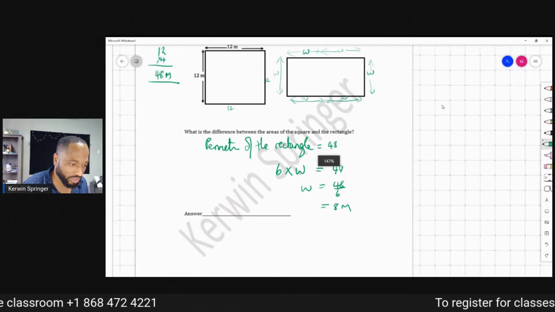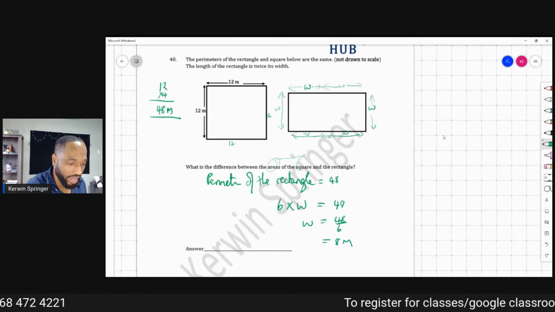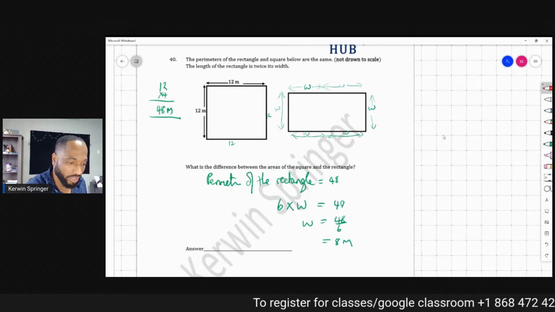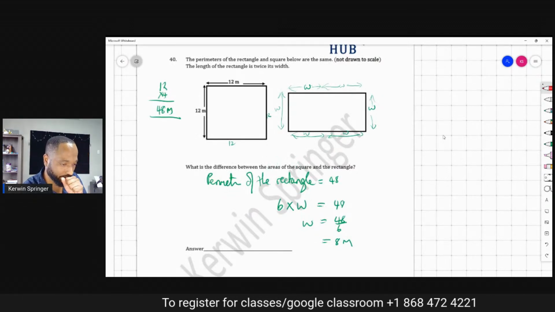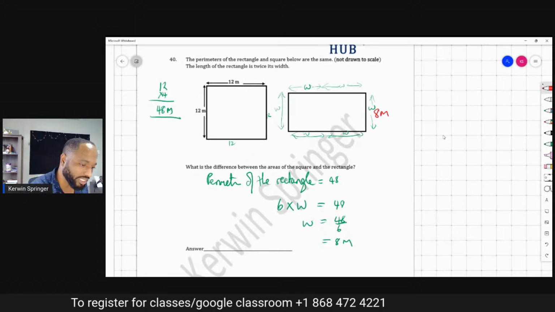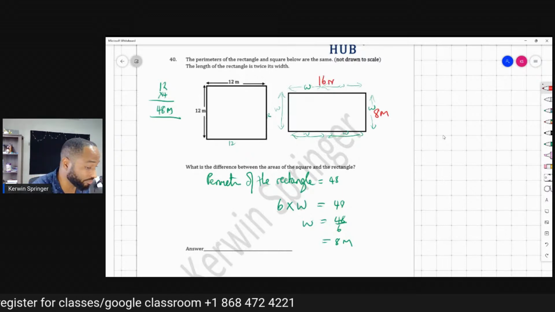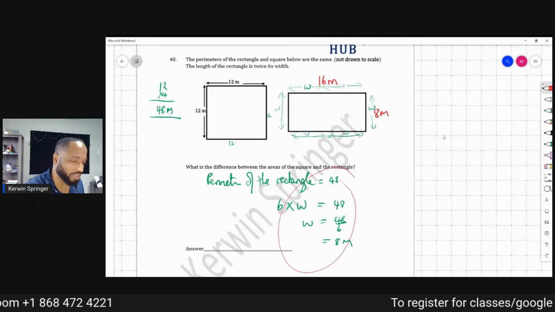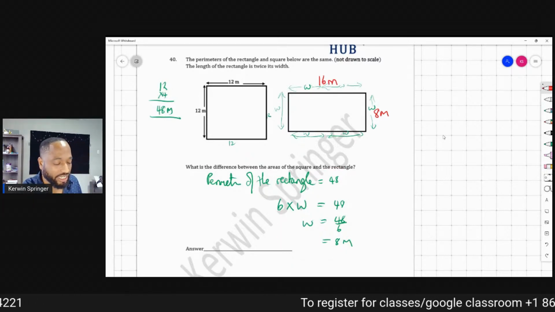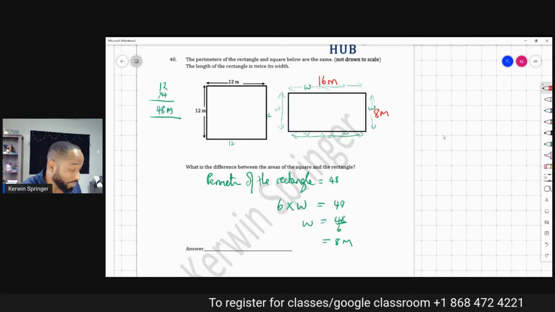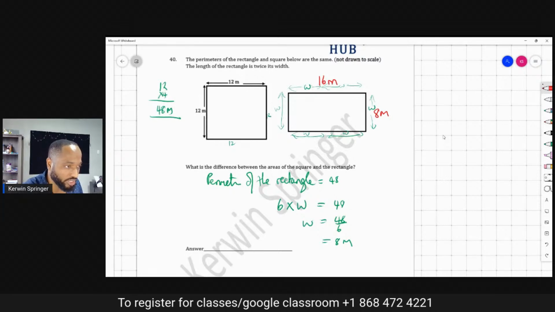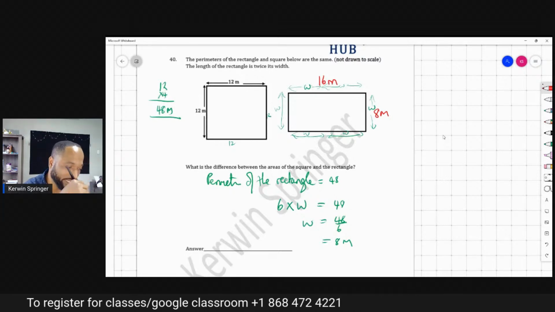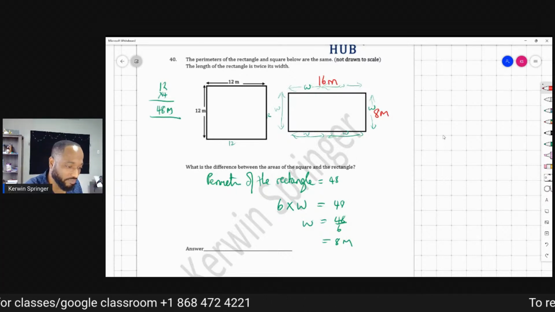Is that the answer? No. They want to know the difference between the areas of the square and the rectangle. So if the width of the rectangle is 8, it means the length of the rectangle is 16. Right? There's another way to do this as well. If the width of the rectangle is 8, the length is 2 times the width, which is 16. So that's still not the answer. The answer wants the difference between the areas.